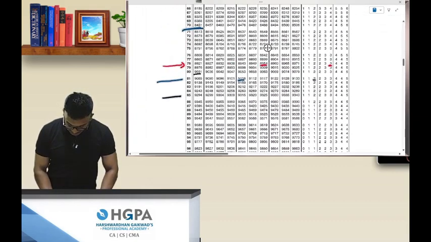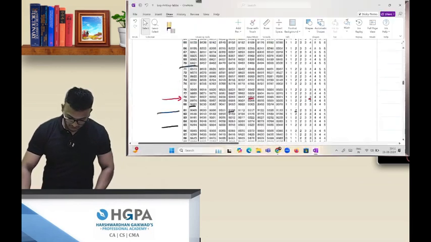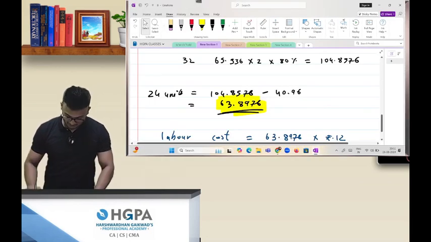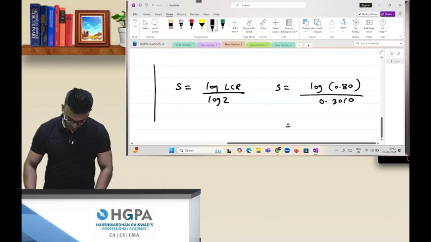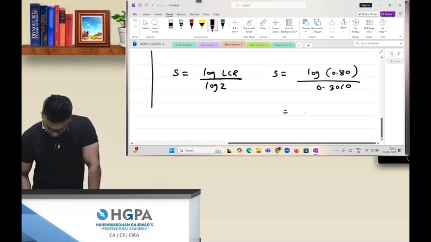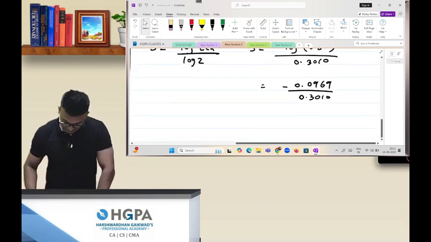Minus 0.9031. What I'll do is subtract it from 1. This comes to 0.0969. Then 0.0969 upon 0.3010. How much is the answer?